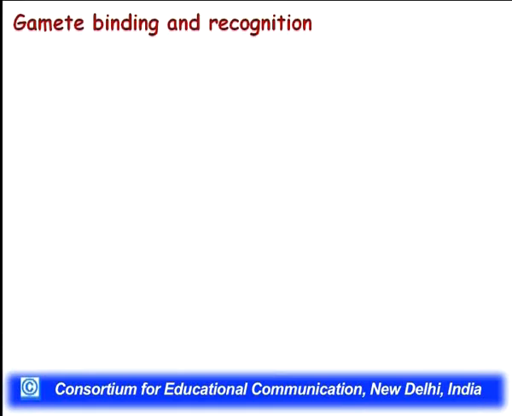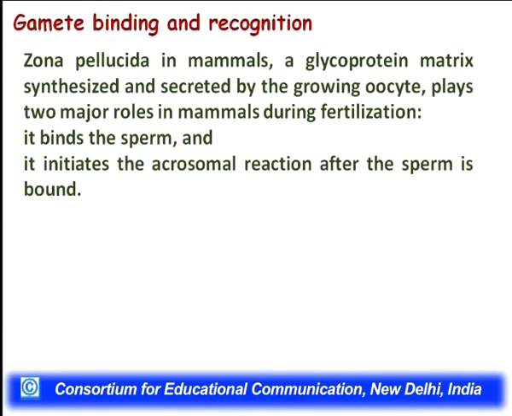Now the sperm has reached the ovum, and the ovum has also reached the place where fertilization needs to take place, which is the ampulla. The next step in fertilization is gamete binding and recognition. The zona pellucida in mammals is a glycoprotein matrix synthesized and secreted by the growing oocyte, and it plays two major roles during fertilization.